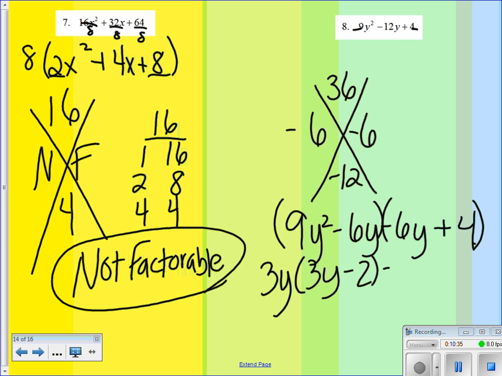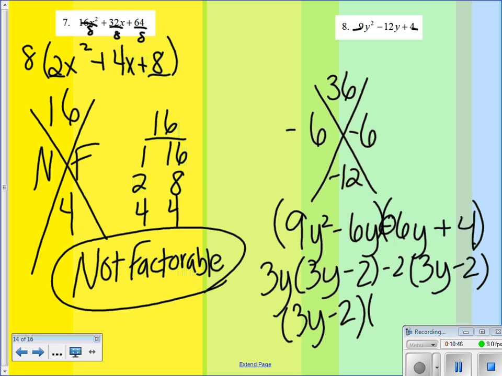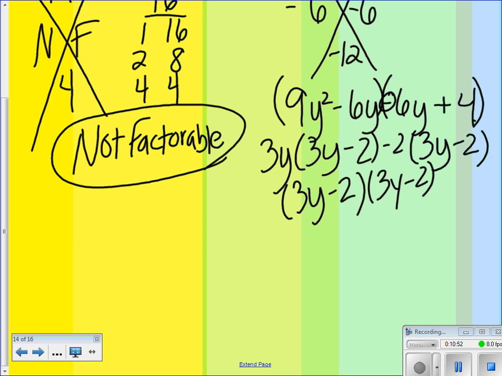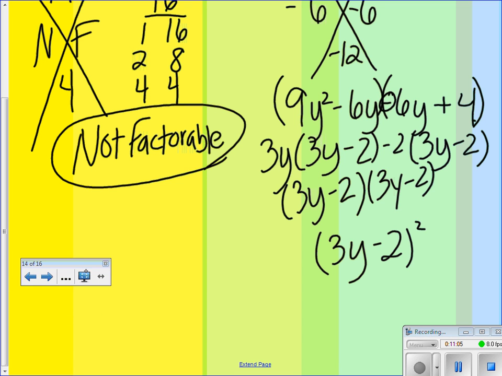From this parenthesis, I can take out a minus 2. Remember, this sign's negative, so I'm taking out a negative 2. And then I have 3y minus 2. So when I write my factors out, I have 3y minus 2 times 3y minus 2. Well, those are identical, so instead of leaving it like that, I'm going to write it as 3y minus 2 squared. So now we're going to go ahead and move on to our next one.